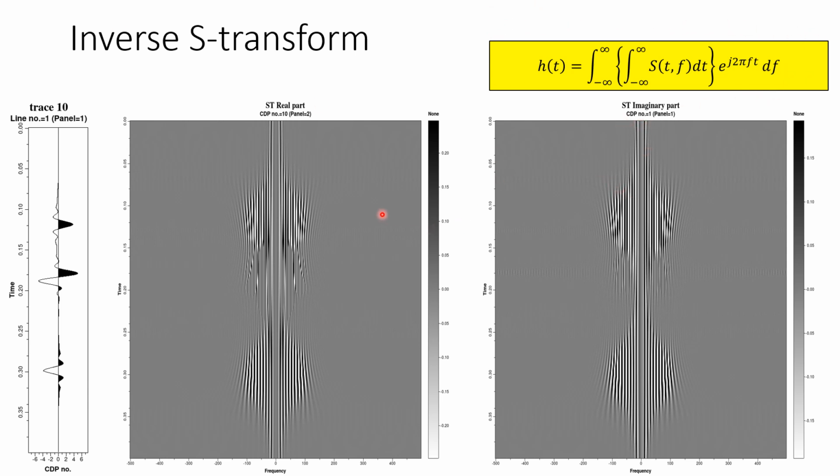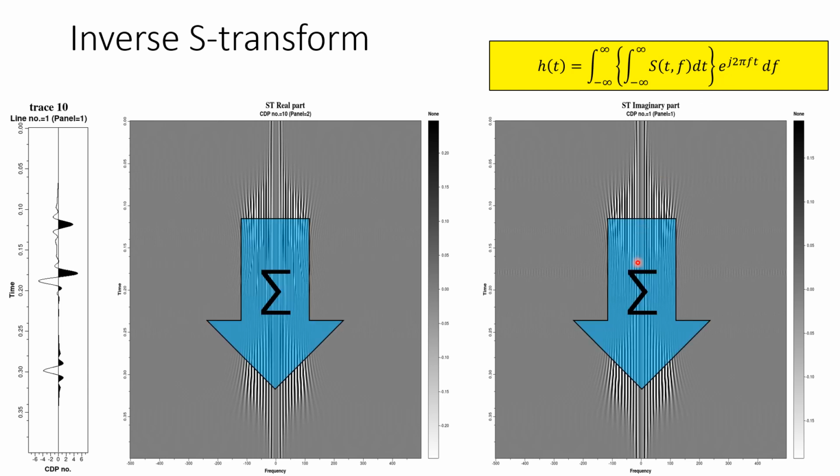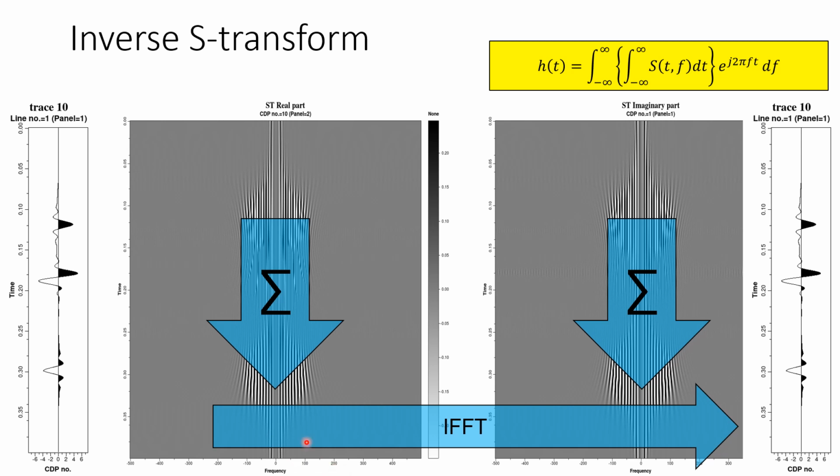So look at this unusual way to show the S transform coefficients by their real and imaginary parts. We can see that the inner brackets here are the stacking of the complex coefficients in this direction along the time. And the inner integral here is simply the inverse Fourier transform of the previous summation. This way, we can get the inverse seismic trace.